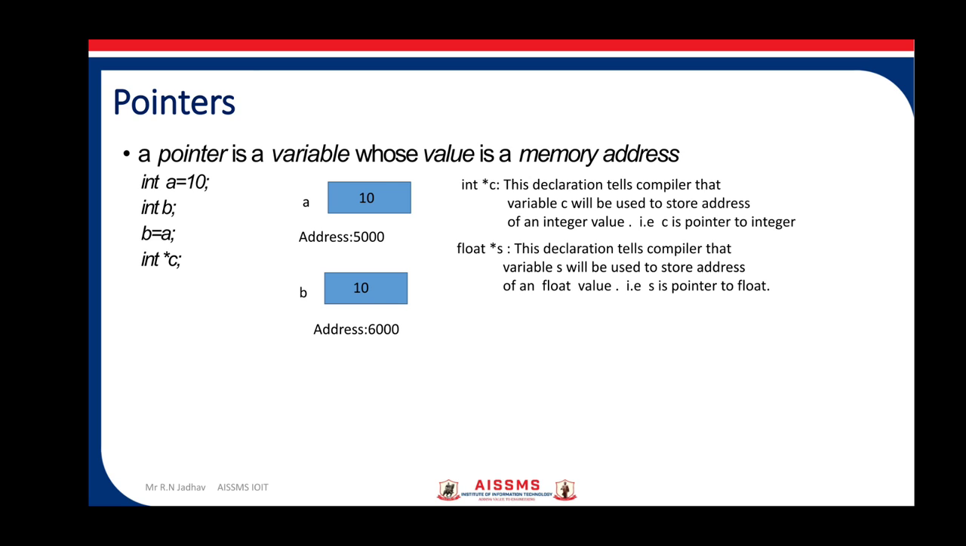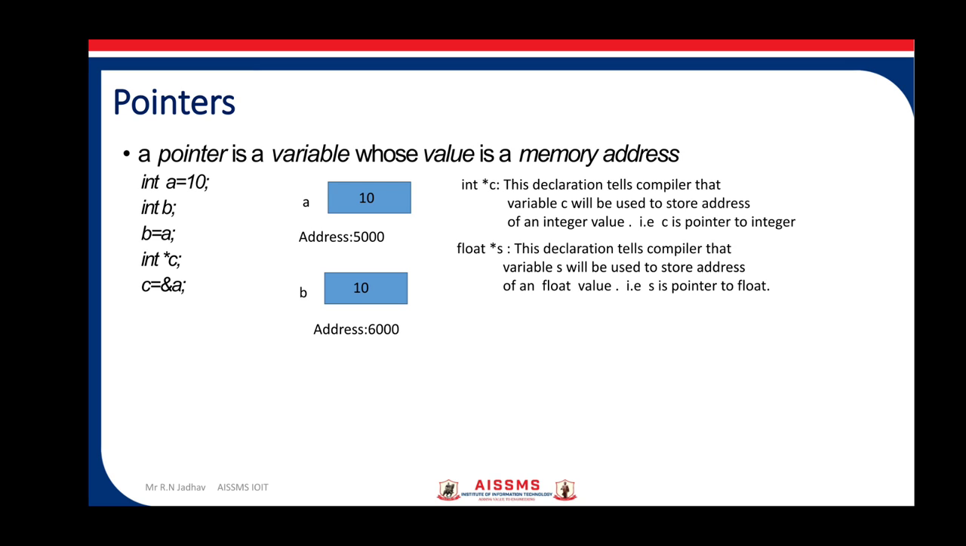Here, if we take float *s, this will tell the compiler that variable s will be used to store the address of a floating point value. So s is a pointer to float. So s will not store a floating point value. s will store the address of a variable which is of type float.